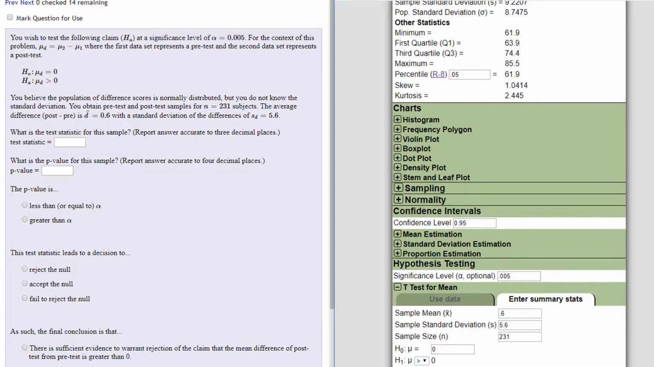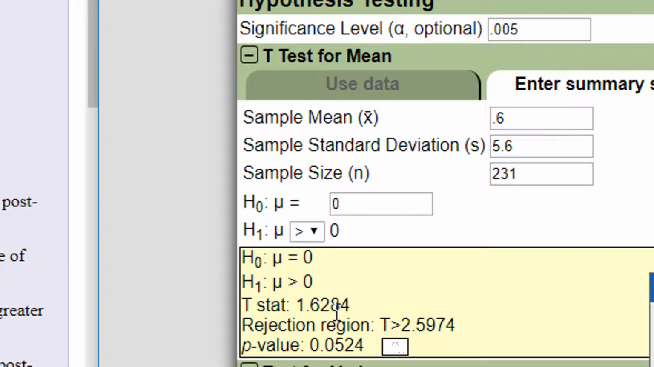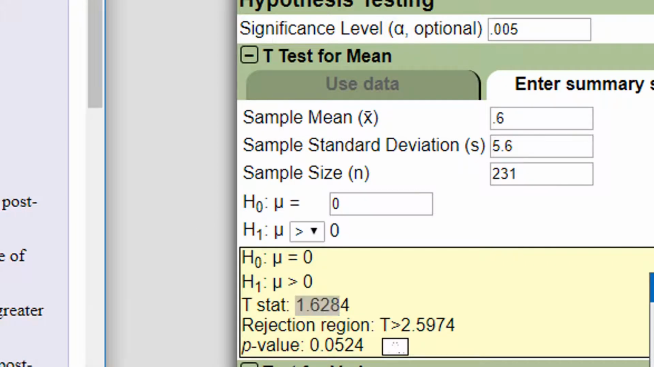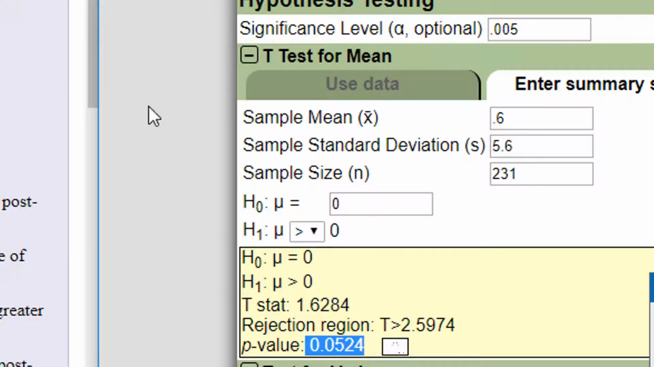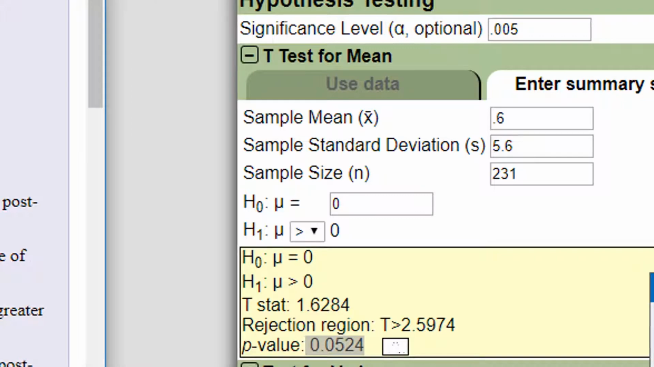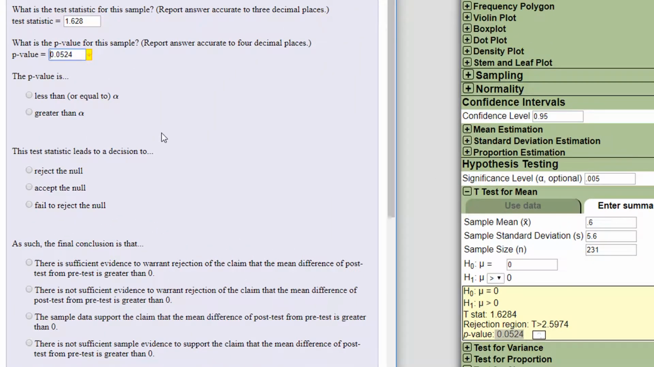Going through here, I get the test statistic rounding to 3 decimal places. I'm going to just copy the first 3 decimal places, copy that over. The p-value is here, rounded to 4 decimal places. It's already set at 4, so I'm going to copy that over. And the p-value is greater than alpha, right? Because alpha was 0.005, and so we would not reject the null hypothesis. We want to fail to reject the null.